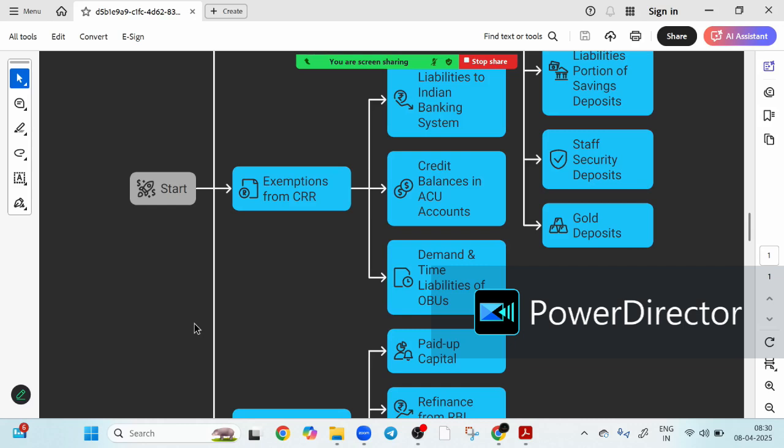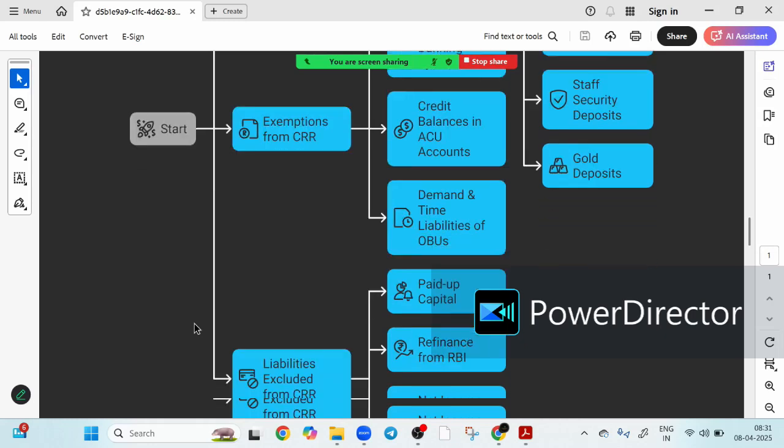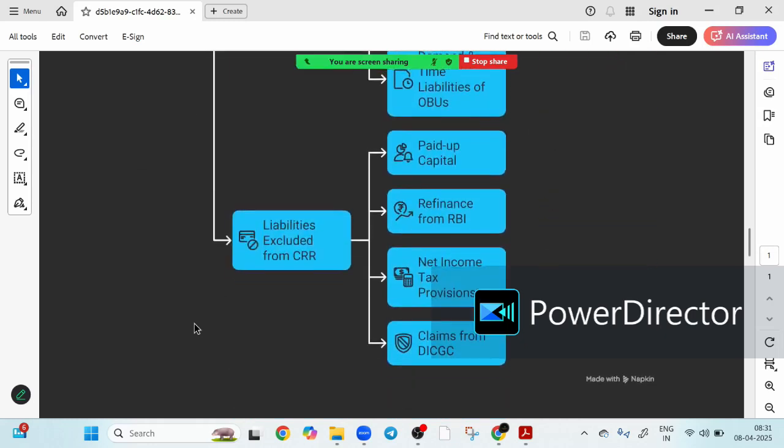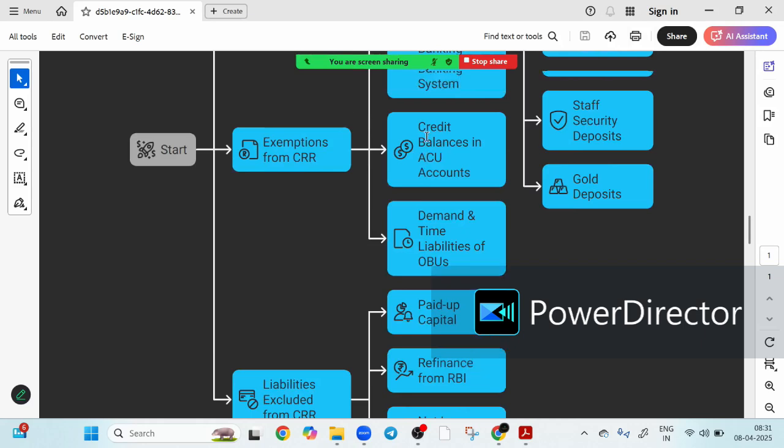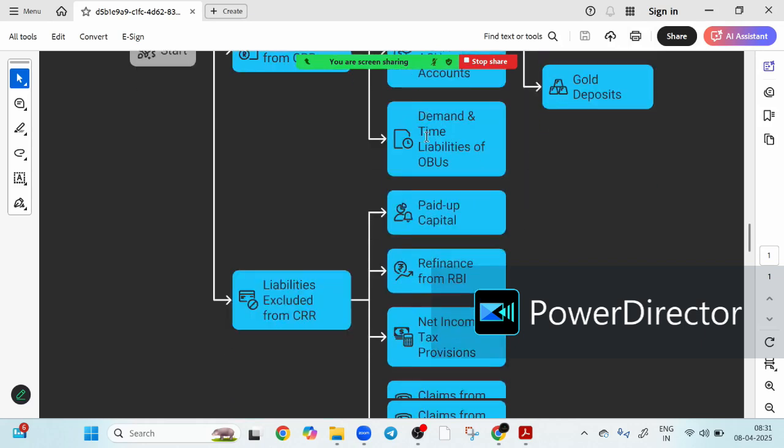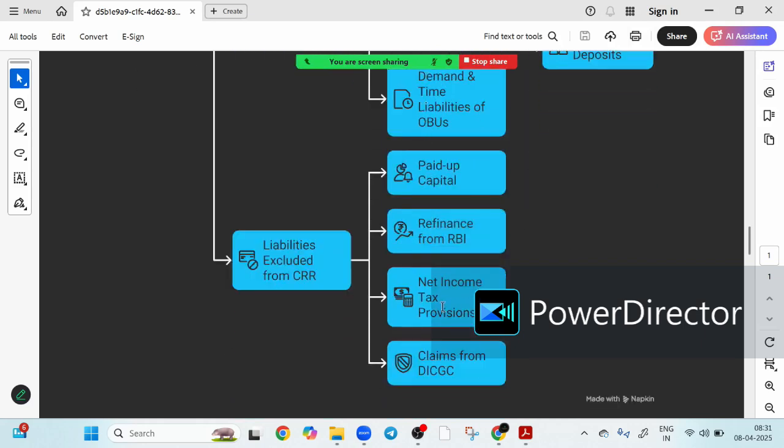Friends, what about the exemption from CRR? Some liabilities are excluded when calculating CRR. What are those liabilities? Remember, here you can see the liabilities excluded from CRR. Paid up capital, right? Demand and time liability of the RRB. You know what RRB is, Regional Rural Bank, right? Then we have refinance from RBI, borrowing from RBI, net income tax provision, refinance from NABARD and SIDBI, and even claim from DICGC. DICGC, Deposit Insurance and Credit Guarantee Corporation. So it's the deposit insurance body.